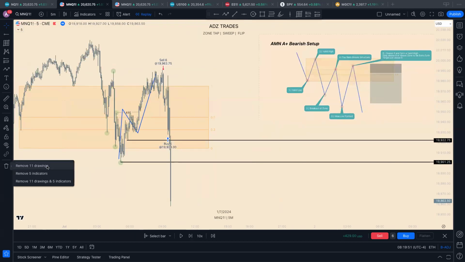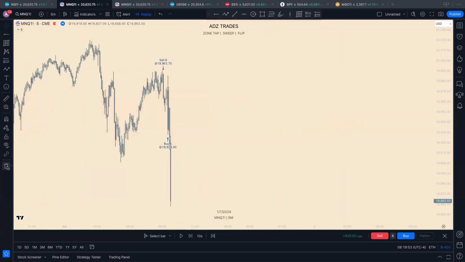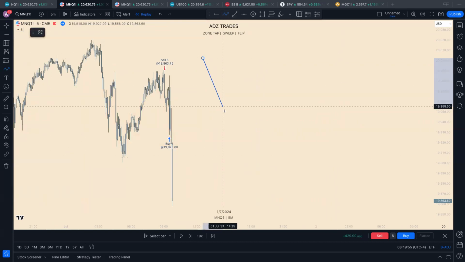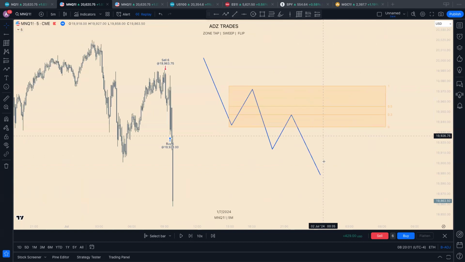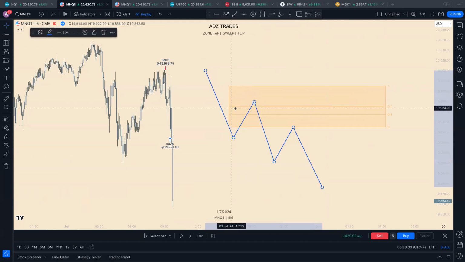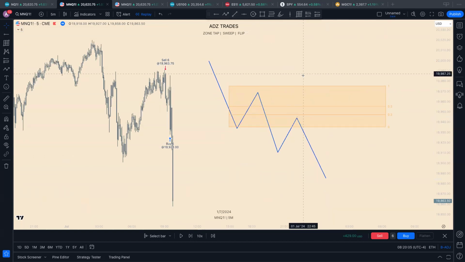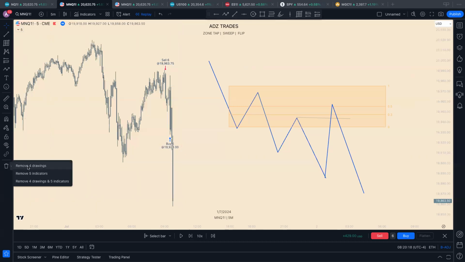If anyone has any questions, just let me know. But it's the same thing. We're just following structure and marking out our zones. All right, so now instead of thinking this is a change of character, this is actually a liquidity sweep, and then we get our move to the downside.